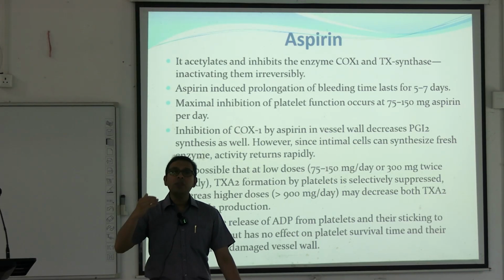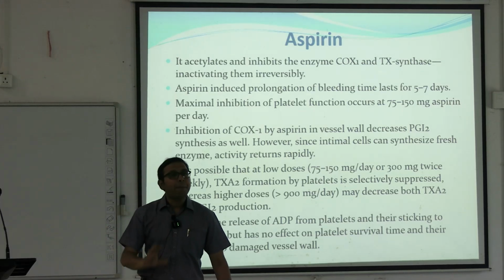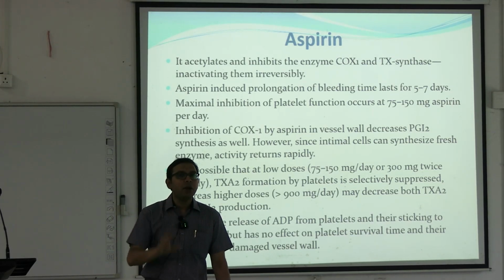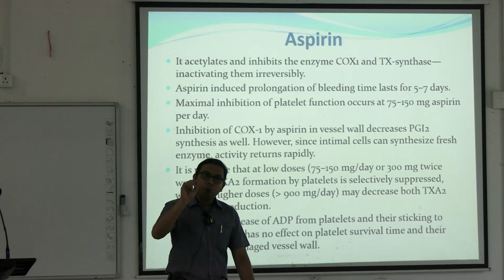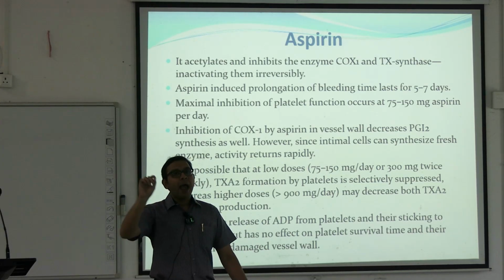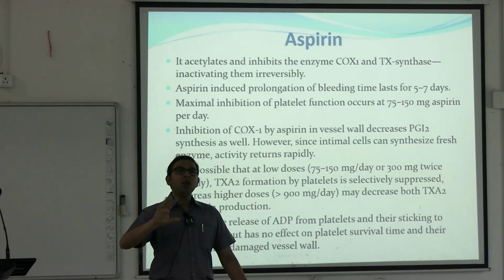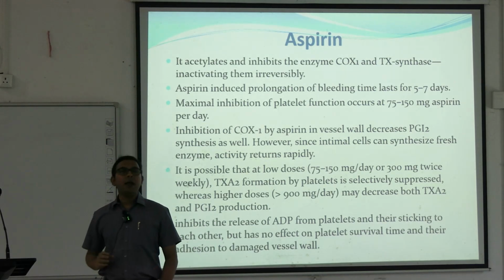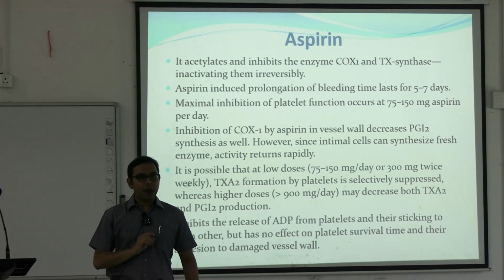But when we use high doses of aspirin, the dose required for pain relief, where it is mainly used as a non-steroidal anti-inflammatory drug, that is, greater than 900 milligram per day, it blocks both thromboxane A2 synthesis as well as prostacyclin I2 synthesis. So ultimately that will not act as an antiplatelet drug. That's why low dose aspirin acts as an antiplatelet drug, but not high dose aspirin.